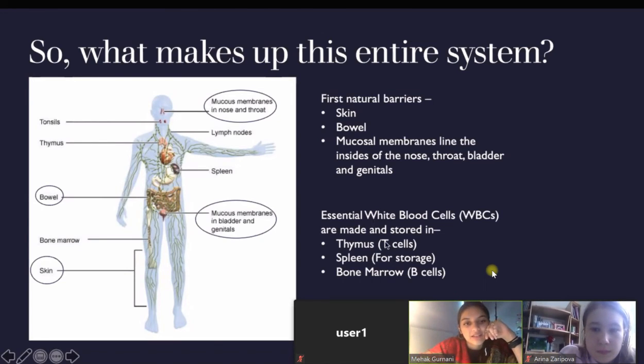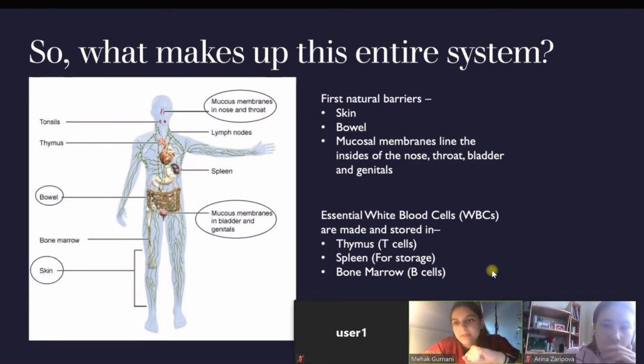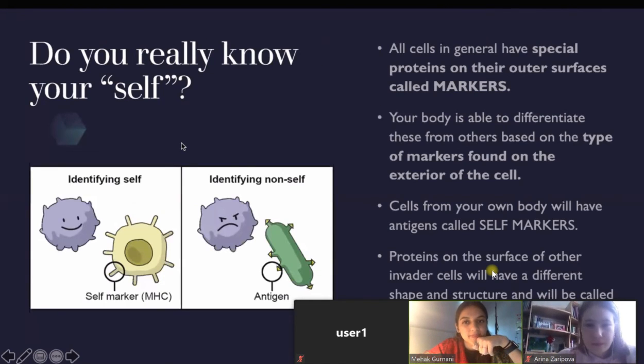And so T cells do that in the thymus, which is around here, and B cells mature in the bone marrow, which is basically in the largest. It's not all your bones, but it's mainly in your biggest bones, like your femur and even your hips, like the hip bone. That's where the bone marrow is found. So we talked about the different parts of the immune system that include them.